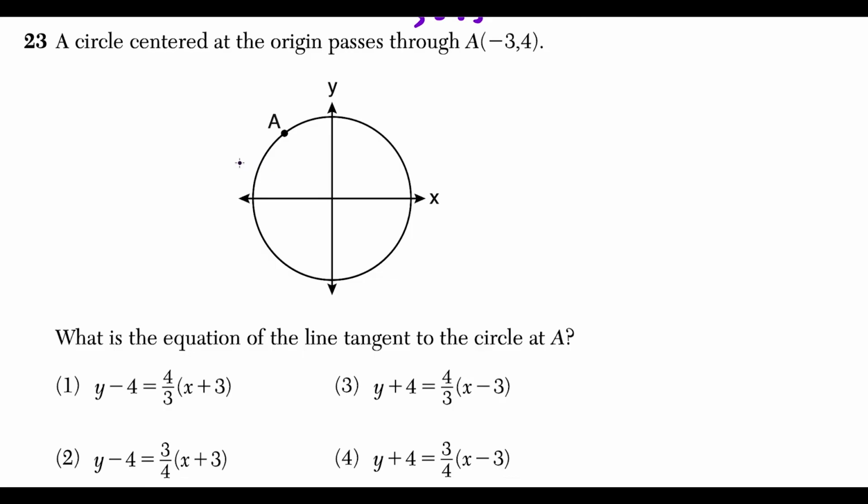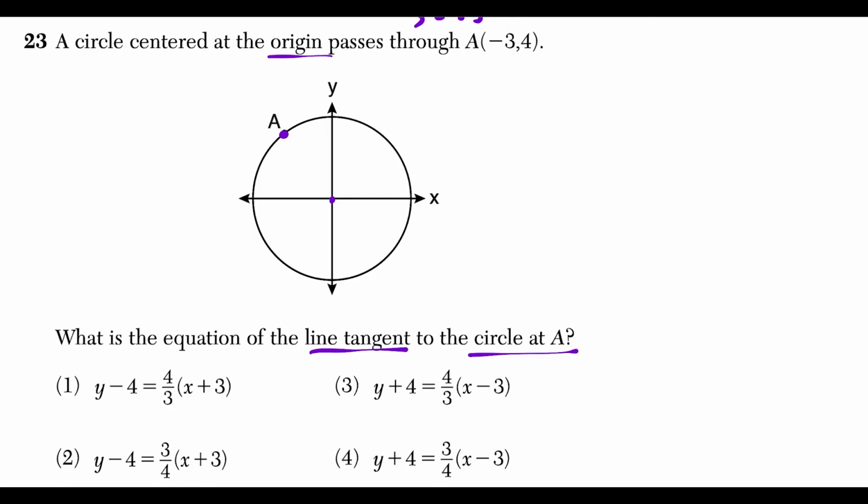Question 23 is a nice question because it has a lot of concepts layered together. So we have a circle centered at the origin, that's the point 0, 0, and it passes through point A, which is at negative 3, 4. So we want to know, what is the equation of the line tangent to the circle at point A?